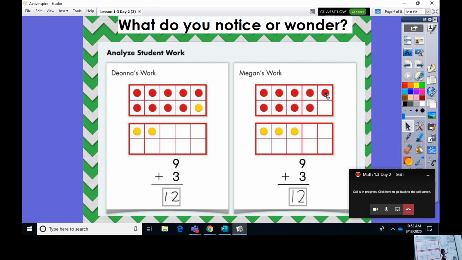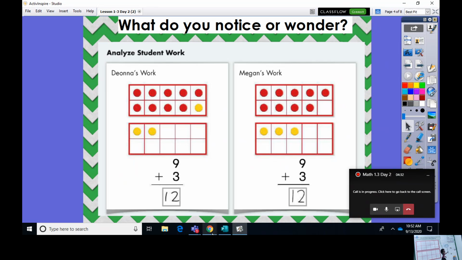Now let's look at Megan's work. She didn't fill in the whole top tens frame. She put her 9, her first add-in, in the top tens frame, and then she put her 3, her second add-in, in the bottom tens frame. What do you notice? Or what do you wonder about what's happening here? Which one do you think is right? If you said Deanna, then you are correct.